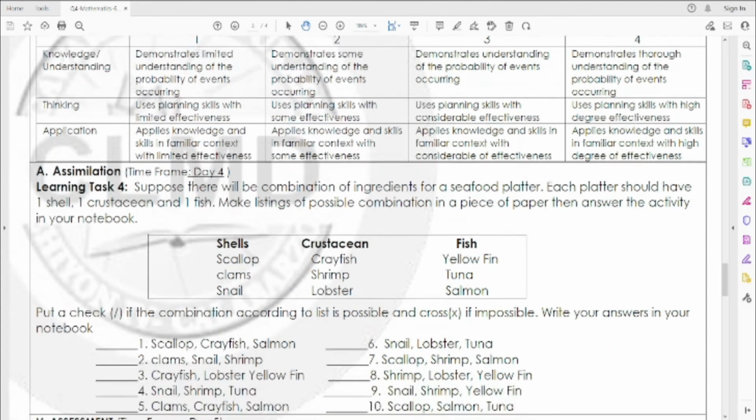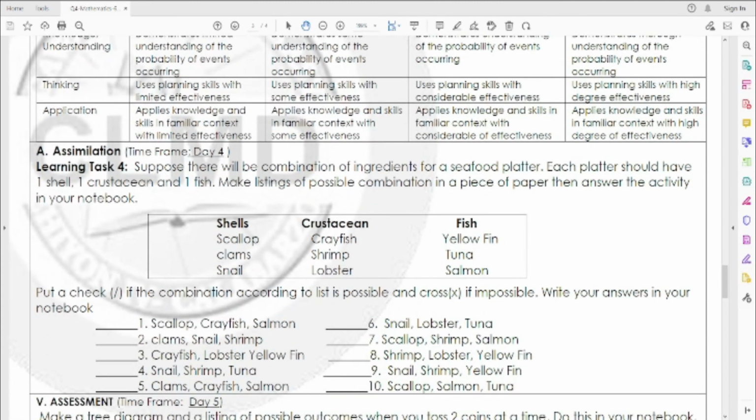And for our learning task number 4, this is what we're going to do. Suppose there will be combinations of ingredients for a seafood platter. Each platter should have 1 shell, 1 crustacean, and 1 fish. Make a listing of possible combinations on a piece of paper, then observe the activity in your book. So let us read the content of this box. Under shells, the scallop, clams, and snail. Under crustaceans, they have crayfish, shrimp, lobster. And for the fish, you have yellowfin, tuna, and salmon.